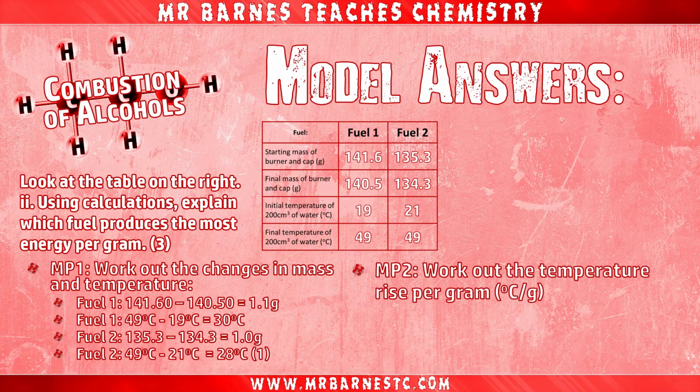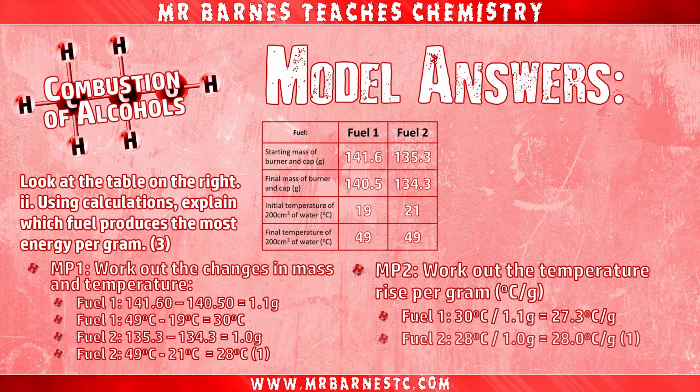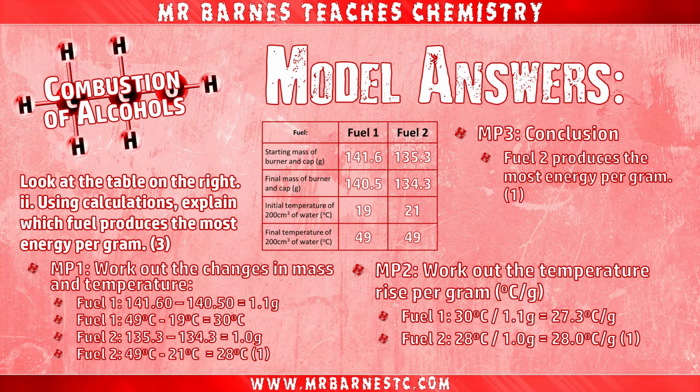Your second marking point is to work out the temperature rise per gram for each fuel. So fuel 1, 30 degrees C divided by our change in mass, which is 1.1, which comes to 27.3 degrees C per gram. Fuel 2, 28 degrees C divided by our change in mass of 1 gram gives me 28.0 degrees C per gram. So for getting both of those, that is your second mark. And then finally, your conclusion. Now that you've done your calculations, you can say that fuel 2 is the best one because it produces the most energy per gram.